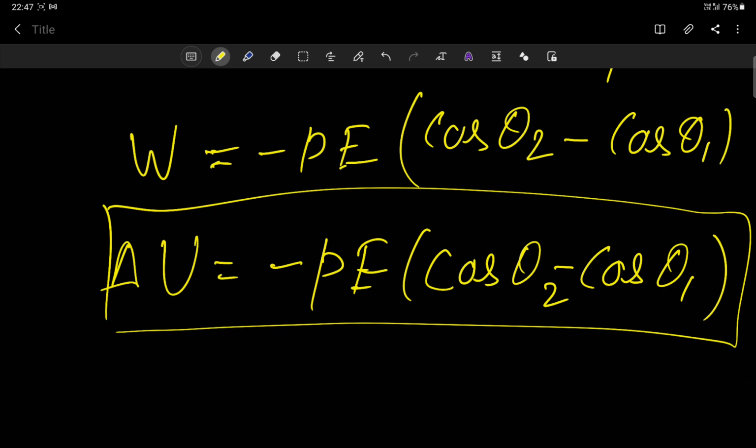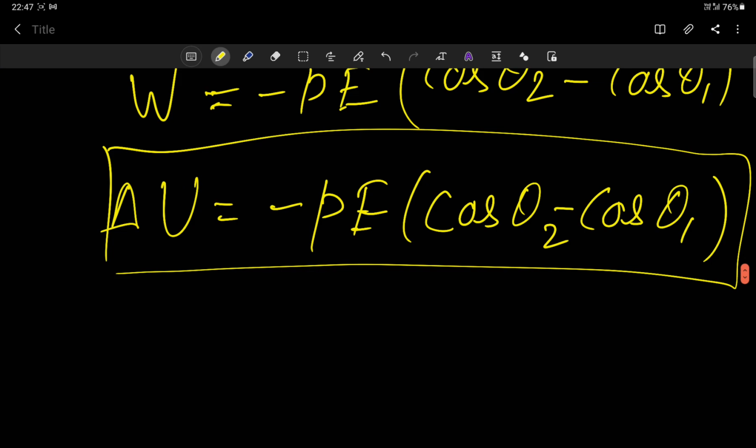Now if the question asks, suppose you are rotating a dipole from an angle of 30 degrees to 45 degrees, then what will be the change in potential energy of that dipole? Then you can solve the numerical using this equation. But suppose the question is asked this way: a dipole is placed at an angle of 45 degrees with the electric field, find the potential energy. In that case this formula will not work, so we have to find the general formula.